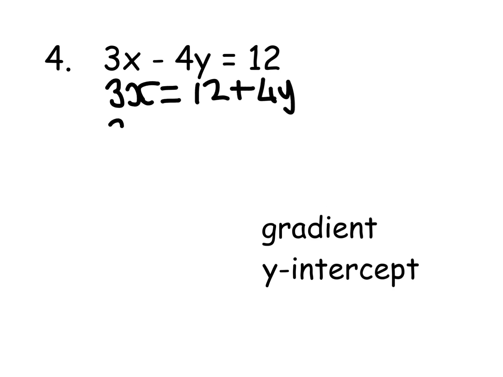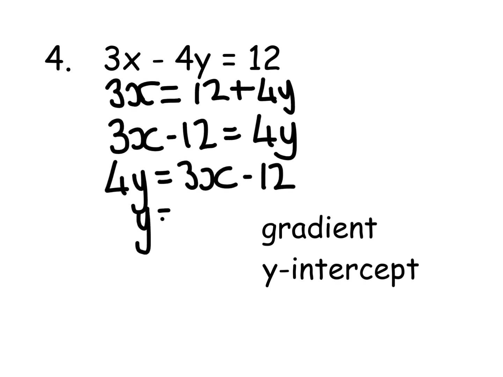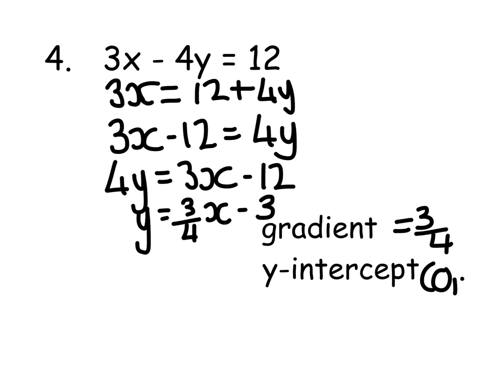Then I'm going to subtract 12, so I've got 3x minus 12 equals 4y. And if you want to spin that around, you don't have to, but I'm going to do it anyway. So 3x minus 12, and then we would divide by 4. 3 doesn't divide by 4, so it gets left as 3 over 4. The 12 divides by 4 though and gives me 3. So my gradient here turns out to be 3/4, and your y-intercept is (0, -3).